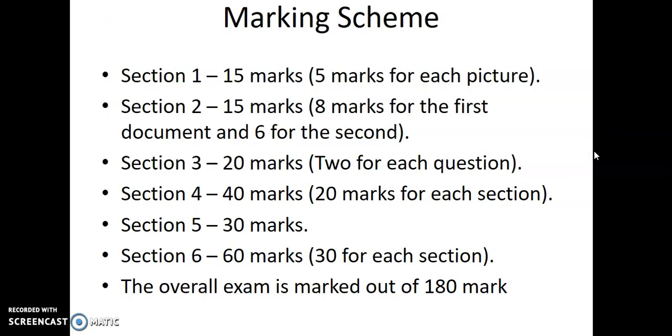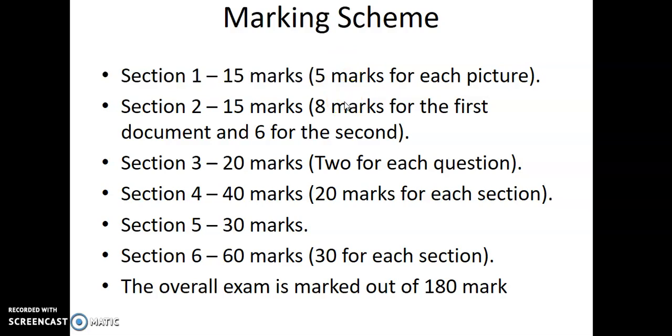Now, the marking scheme. So as well as allocating our marks and how we allocate our time, it's important to know the breakdown of it. So section 1 is 15 marks. So you get 5 marks for each picture. Section 2 is again 15 marks. So you get 8 marks for your first document and 6 for the second. So you see, considering the time allocated and the marks allowed, you don't really need to spend too long on section 1 and 2.